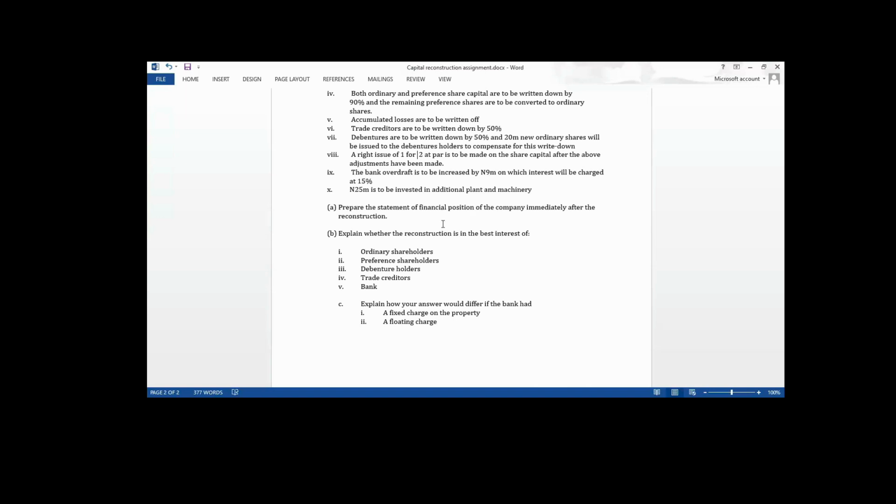Then C part. The question has changed now. If the bank should have a fixed charge on the property, the first aspect, if you look at the question, we don't have preferential creditors, we don't have fixed charge, we don't have floating charge, no redundancy payment. That means after realization, you now go to distribution, unsecured creditors.